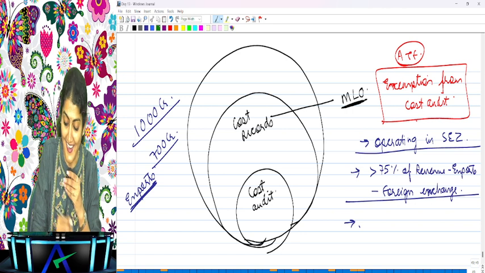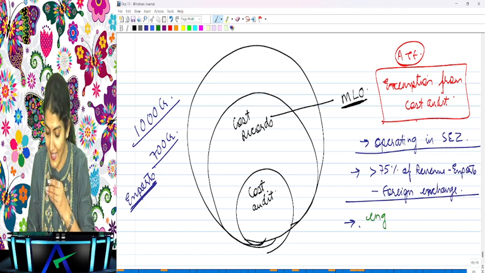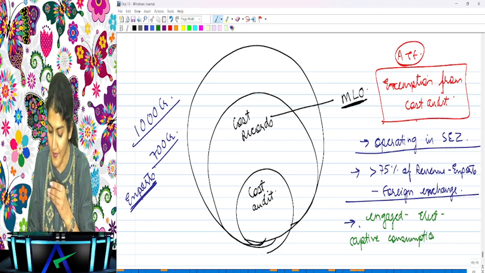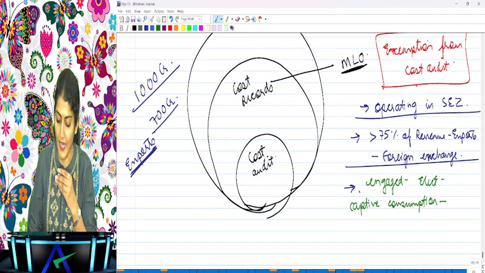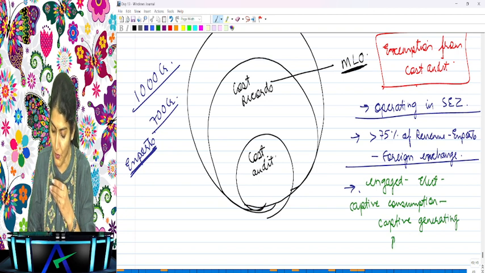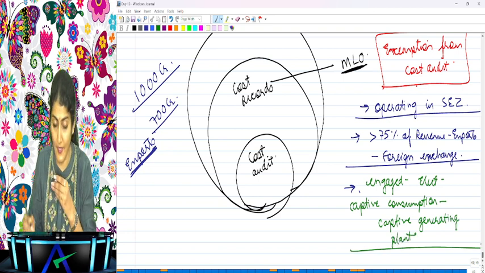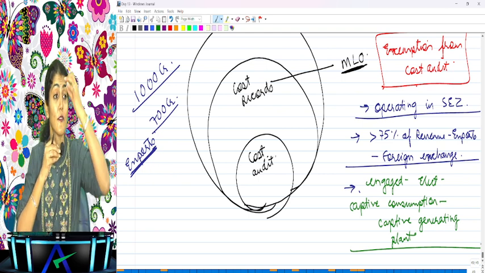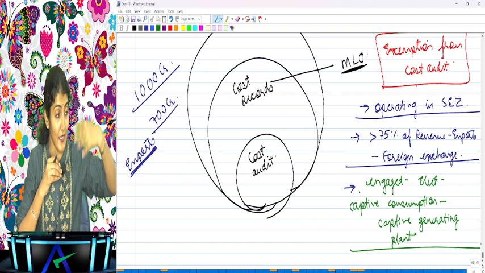Or it is engaged in the generation of electricity for captive consumption, or in the consumption of electricity for captive consumption through a captive generating plant. That is, in the entire factory premises, they've put these windmills or these solar panels, right? So that they are generating electricity.